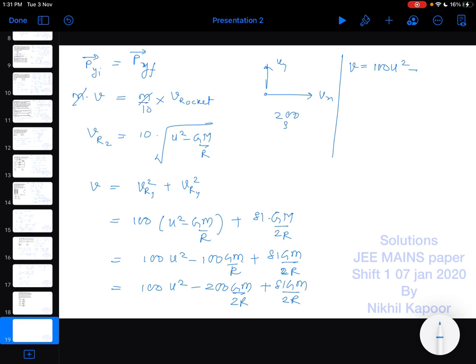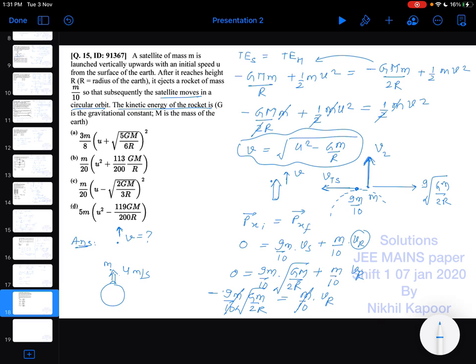So what would be the result for 200 minus 81? So 10 minus 1 will be 9 and 9 minus 8 will be 1, and this will be 119 GM upon 2r. The kinetic energy of the rocket would be half m v square, so it will be half m by 10 into v square, and as this is v square only, so it will be m by 20 in bracket 100 u square minus 119 GM upon 2r.